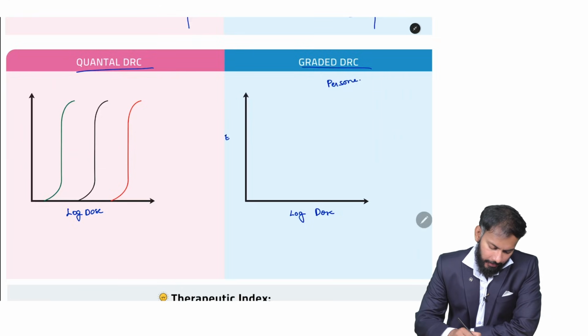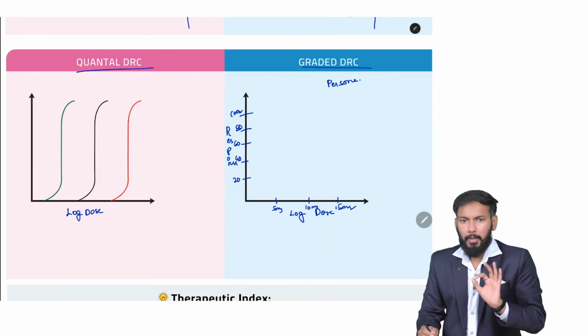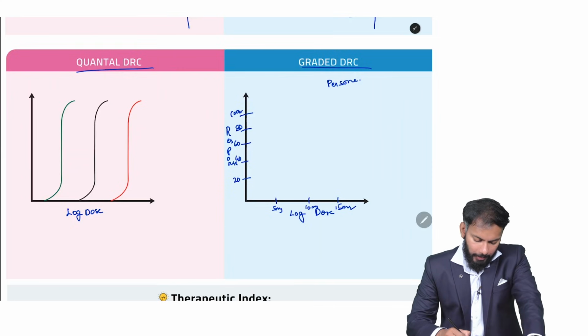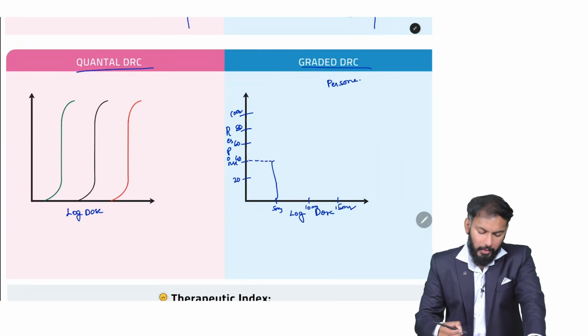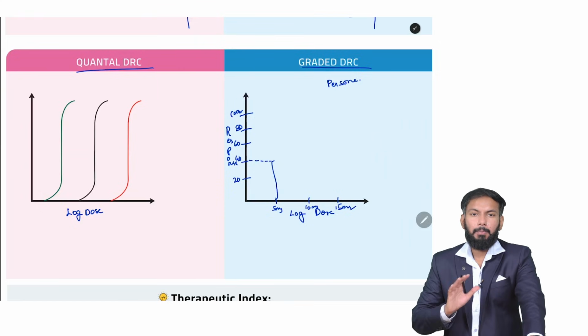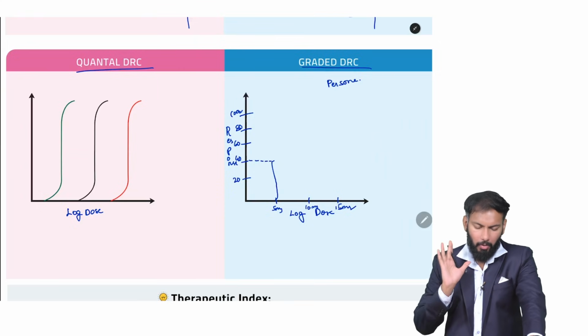Let us suppose we will take this as response. This is 5 milligram dose, this is 10 milligram dose, this is 15 milligram dose. Response is 20, 40, 60, 80, 100. So what I am saying is, if I give a 5 milligram tablet, it has reduced the BP by 40 millimeter of Hg in one person.